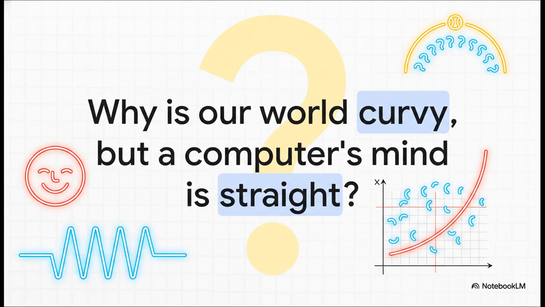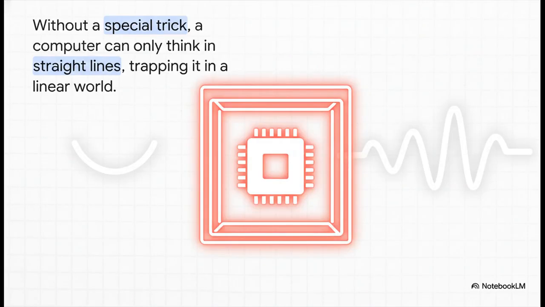So let's just start with a puzzle. Our world is filled with curves, right? The arc of a smile, the shape of a sound wave, even the path of a ball you throw. But a computer, even a super powerful one, really struggles with that. Why is that? Well, that right there is the heart of the problem. A computer's natural state, its entire world, is linear. It's all built from straight lines, and without a very specific trick to break free, it's totally trapped by that.